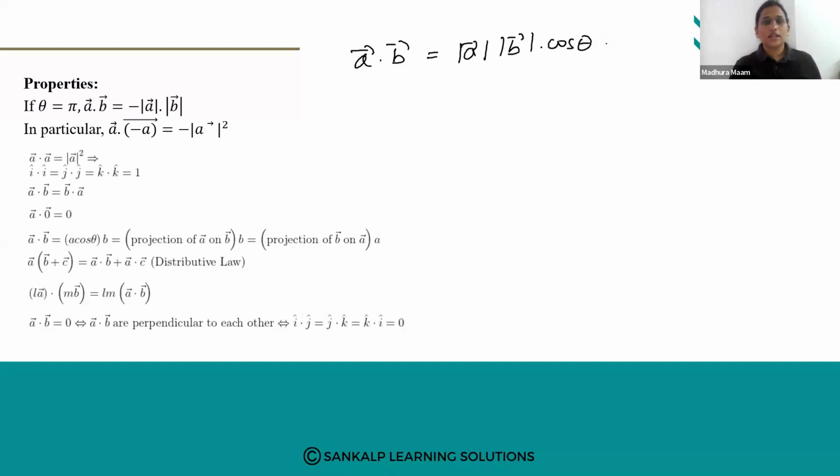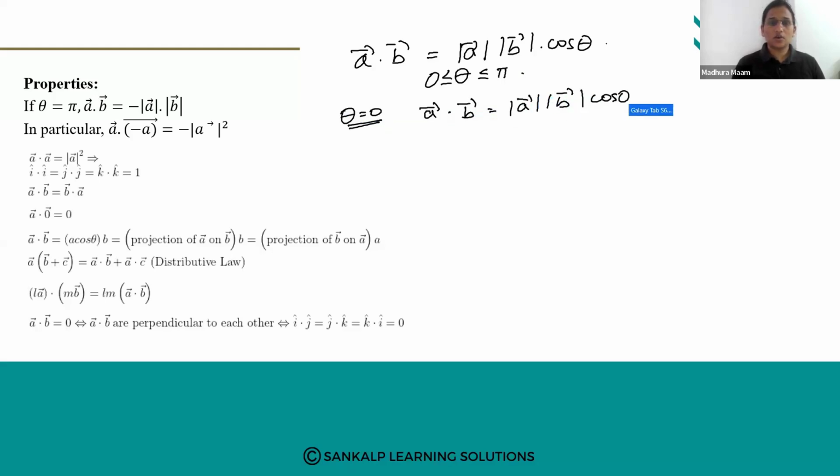Yes, okay. First, what did I say? Theta lies between 0 to 180, that is pi. First thing. Okay, if theta equals 0, what happens? Cos 0. What is cos 0? 1. Correct. So what is left here? Just magnitude of A into magnitude of B. What is the meaning of theta is 0?